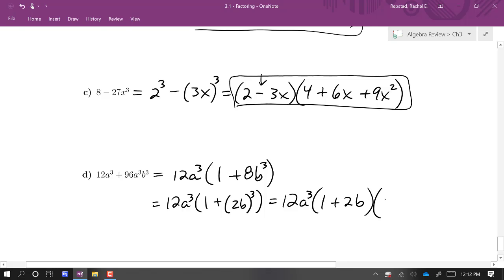then with my big factor, 1 times 1, minus 1 times 2b, always ends in a plus. 2b times 2b is 4b squared.